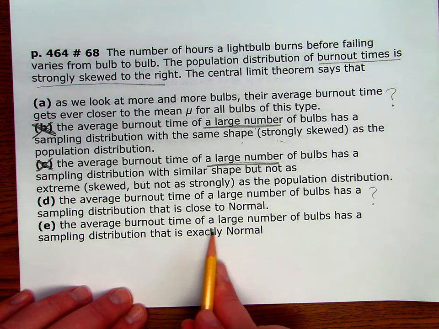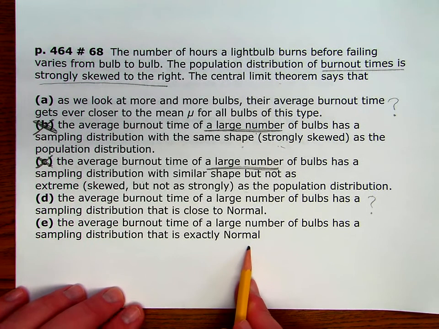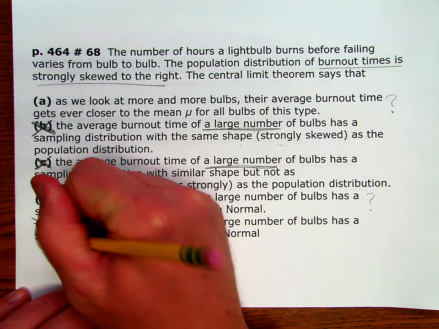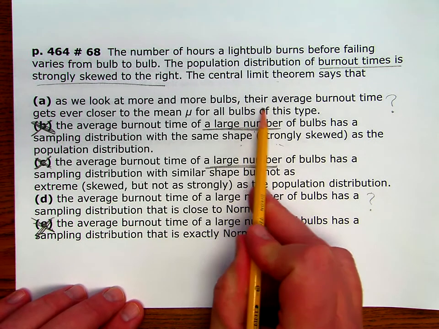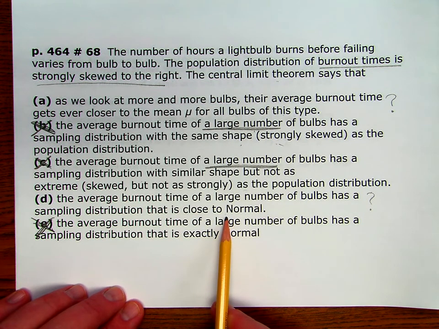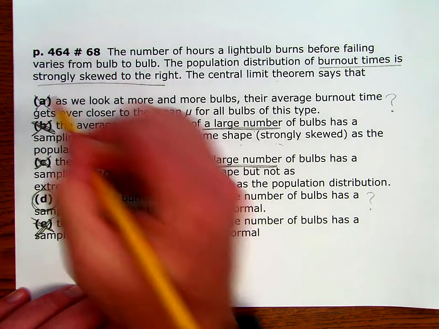The average burnout time of a large number of bulbs has a sampling distribution that's exactly normal. There's never anything that's exactly normal, so that one we can confidently eliminate. As this is kind of true, leaning in the right direction, this is more right on target in terms of the central limit theorem. This is a direct product of the central limit theorem. So we're going to break the tie with A and D with the D.